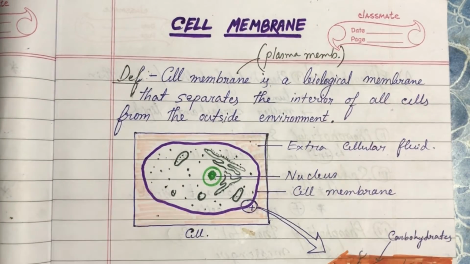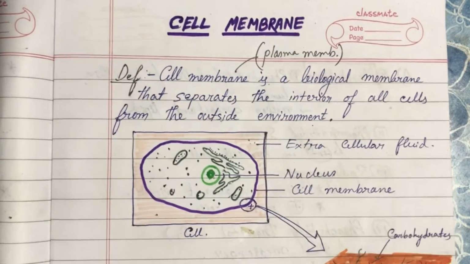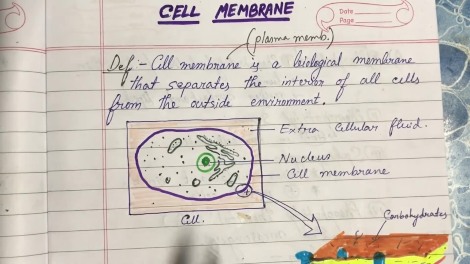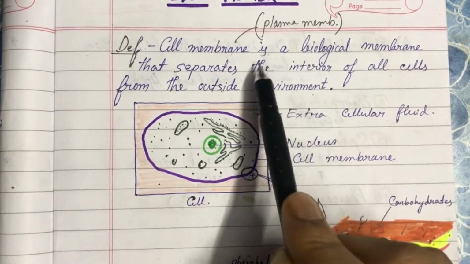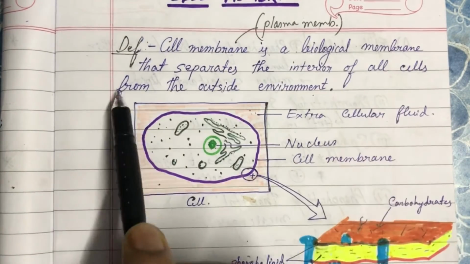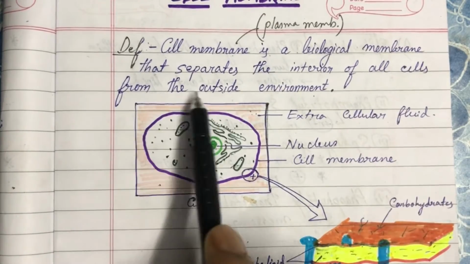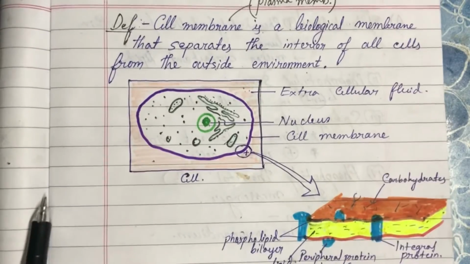So today we will discuss the cell membrane. Basically, the cell membrane is a membrane that protects a cell from the outside environment. Let's see the actual definition. The cell membrane, otherwise known as the plasma membrane, is a biological membrane that separates the interior of all cells from the outside environment. So basically it is a barrier of the cell.